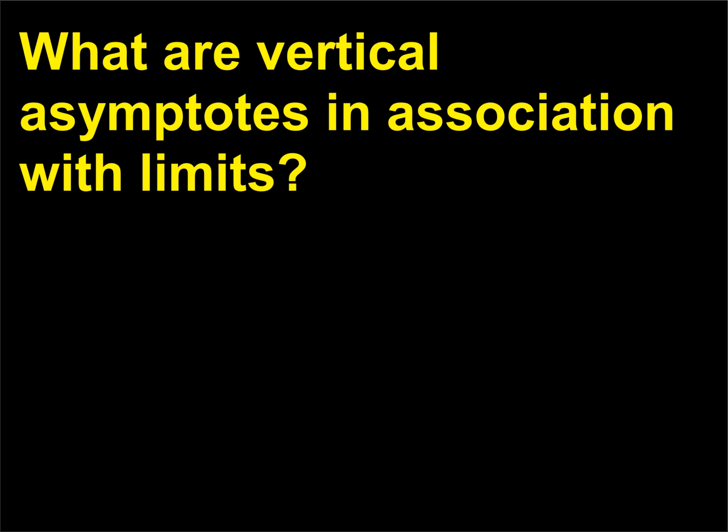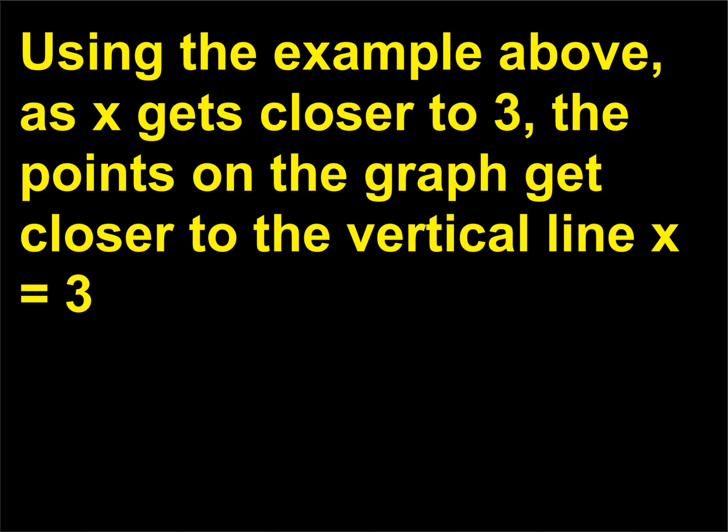What are vertical asymptotes in association with limits? Using the example above, as x gets closer to 3, the points on the graph get closer to the vertical line x equals 3.